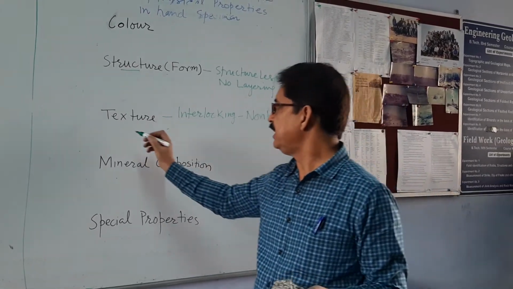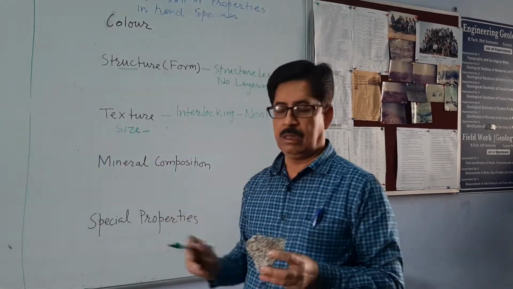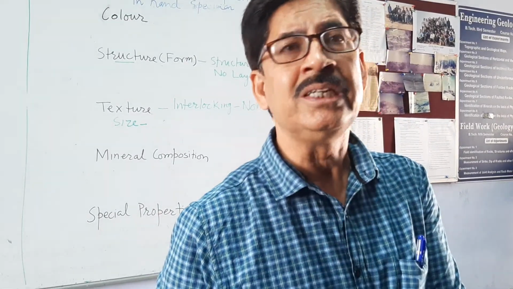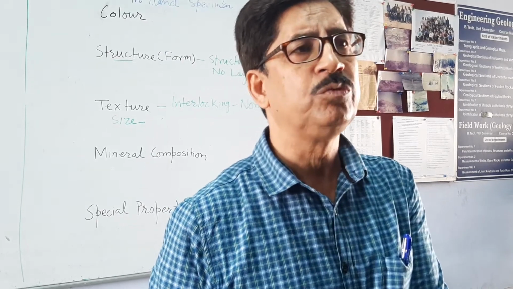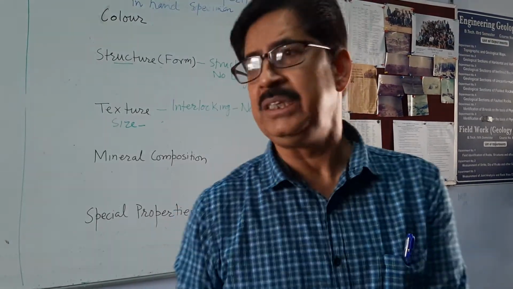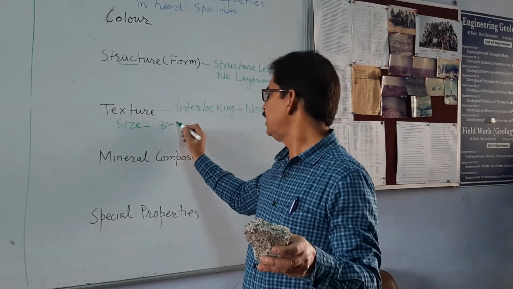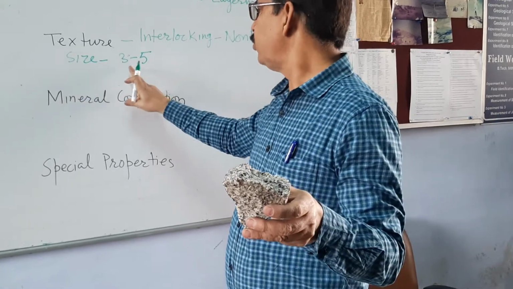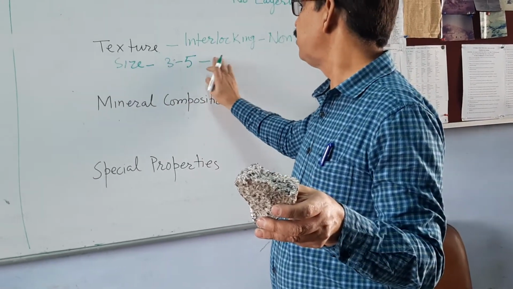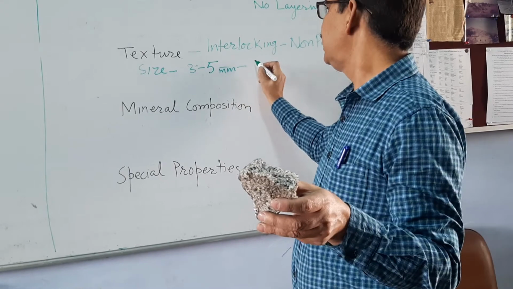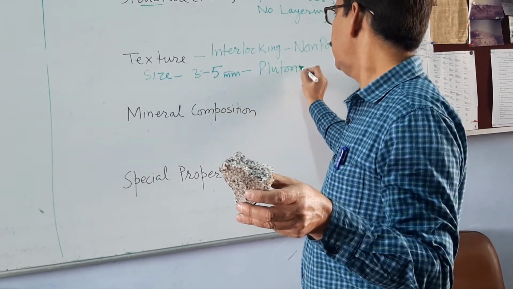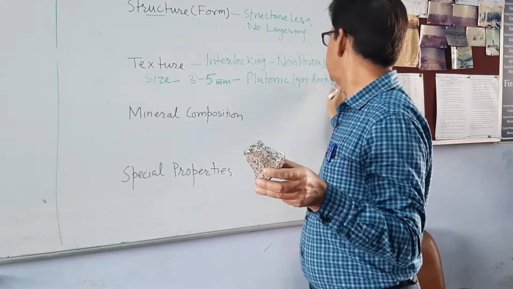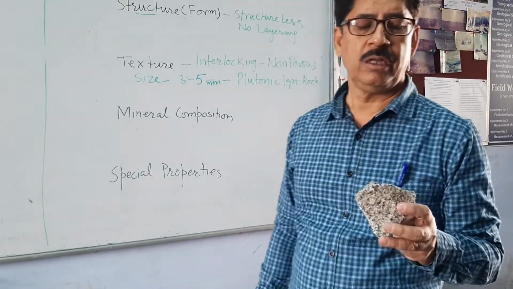Then we have to see the size of the mineral. If you closely observe the mineral size, they are varying from 3 millimeter to 5 millimeter. So if you can see the minerals by naked eye, they must be more than 0.5 millimeter. So any rock having 3 to 5 millimeter of mineral size, that is a plutonic igneous rock.